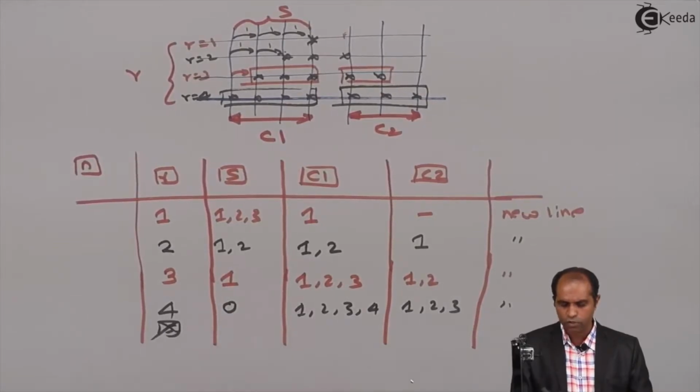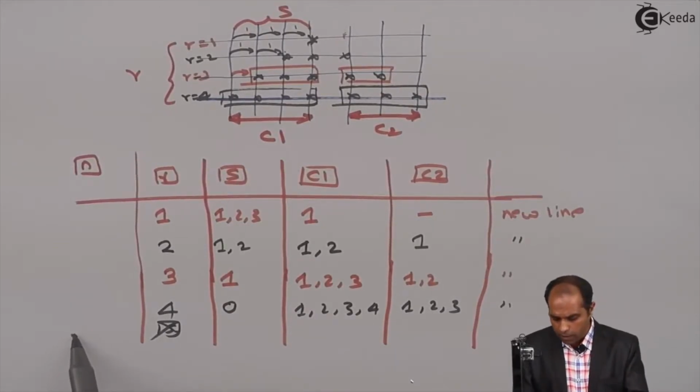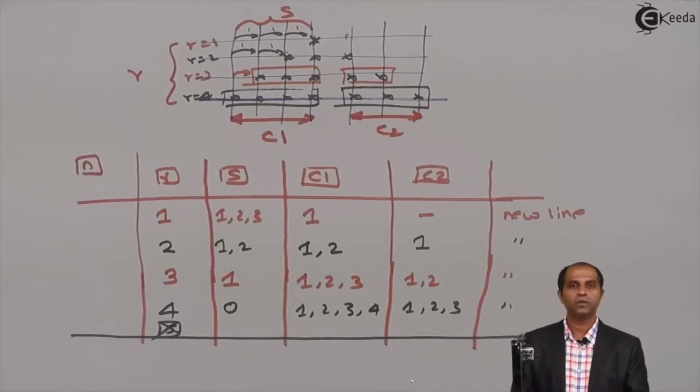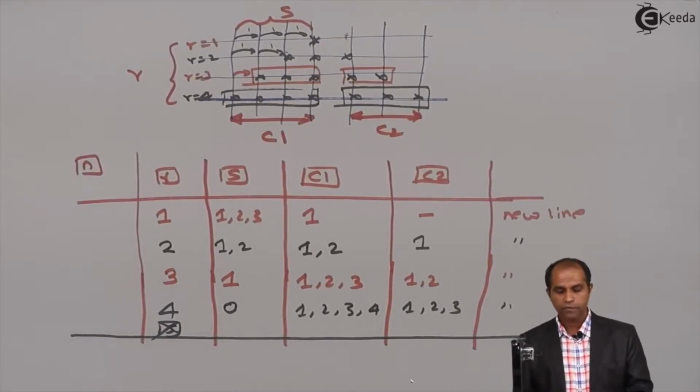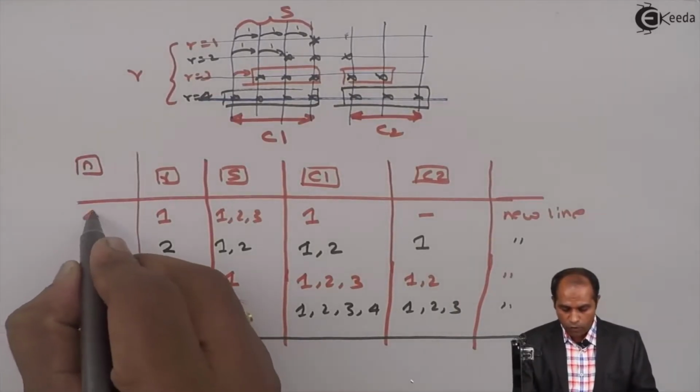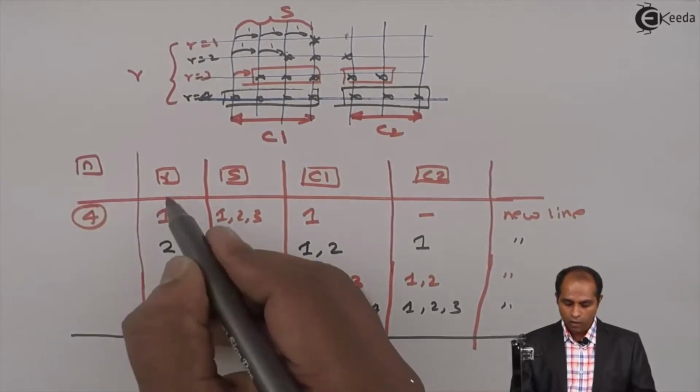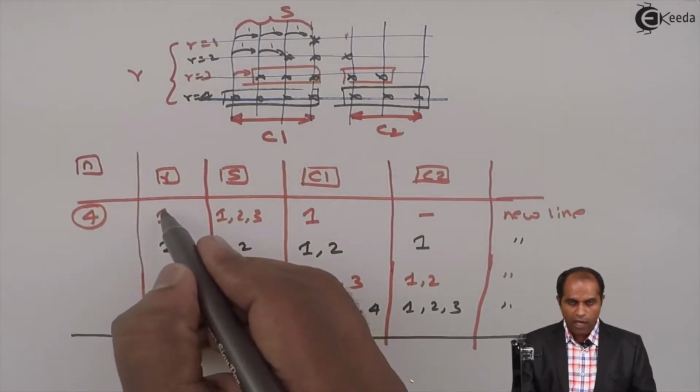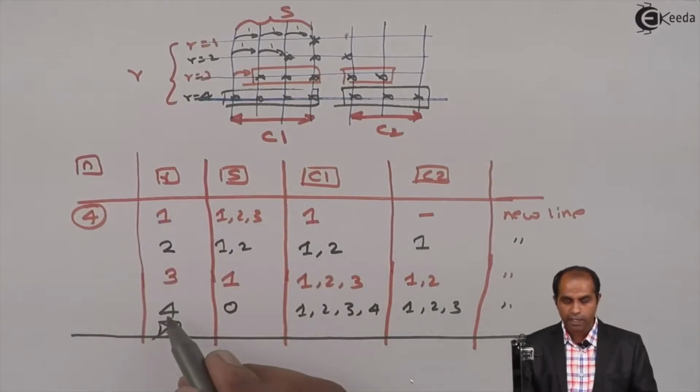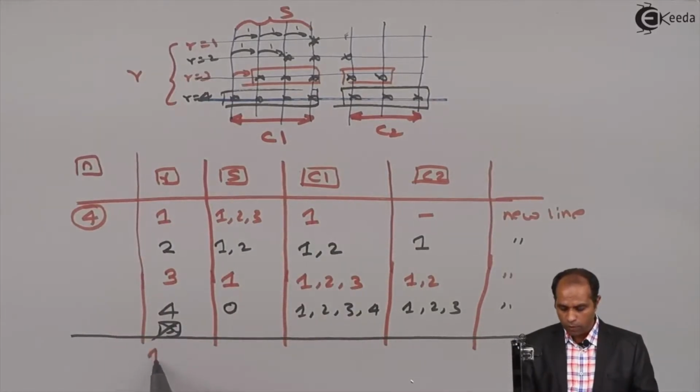When R is 5, I'll say stop. Now, let me summarize these values for you. I'm doing this for 4 rows altogether, so when n is 4, you might observe that R starts with 1 and ends up at 4. So this will be from 1 to n.